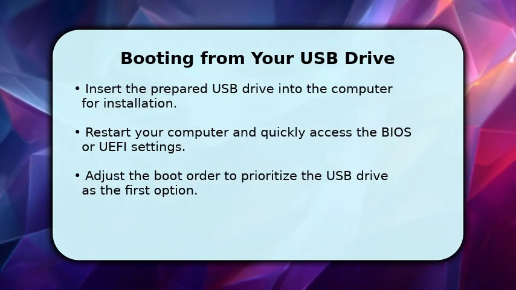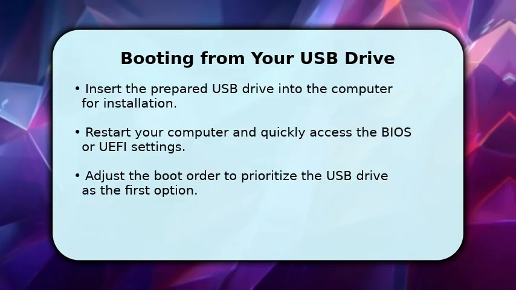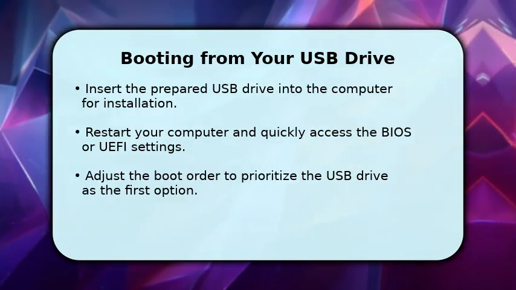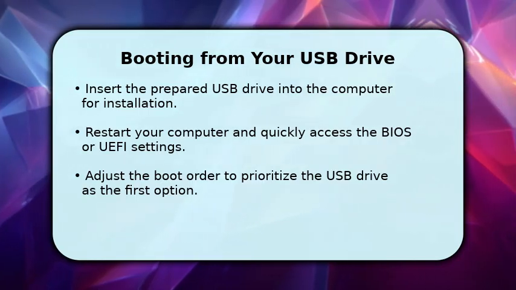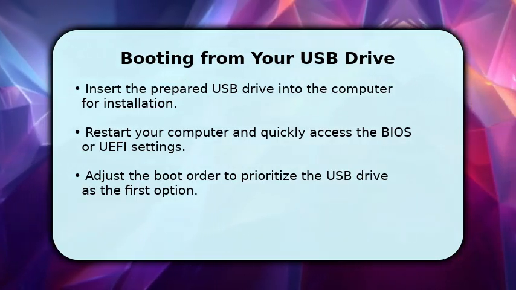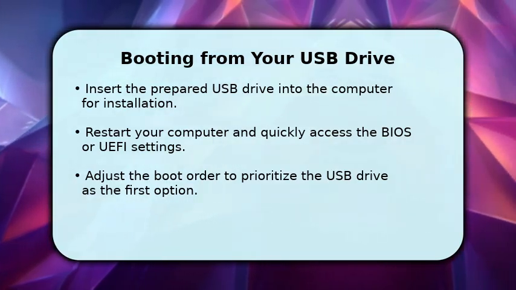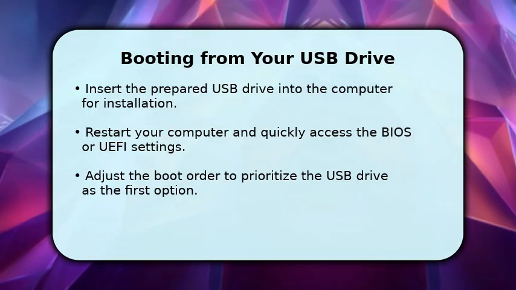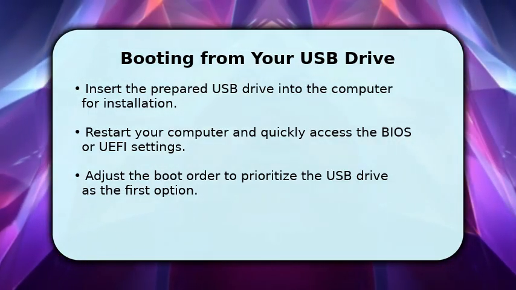Once your USB drive is ready, insert it into the computer where you wish to install Windows. Restart the computer and immediately press the designated key, often F2, F12, Delete, or Escape, to enter the BIOS or UEFI settings. Navigate to the boot options and change the boot order, ensuring your USB drive is the primary boot device. Save and exit to proceed.